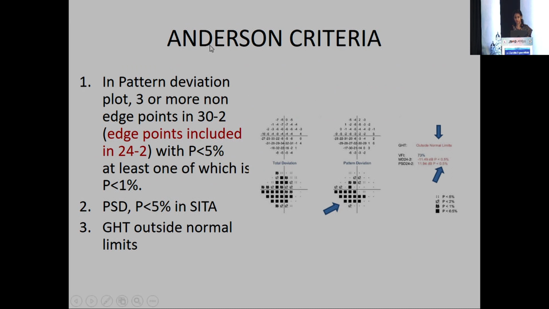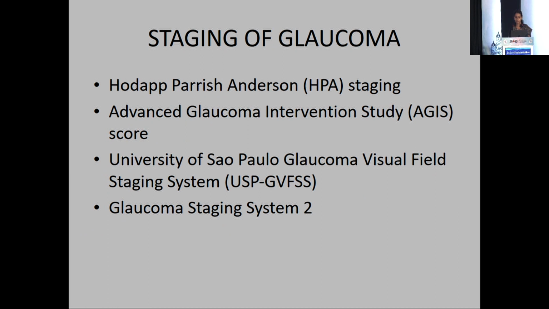Anderson criteria is what we commonly use for diagnosing glaucoma based on the field report. In the pattern deviation plot, three or more non-edge points in case of 30-2 fields, and edge points are to be included in 24-2, with p less than 5%, at least one of which is with a p-value less than 1%. Pattern standard deviation less than 5%, and glaucoma hemifield test outside normal limits. If all three criteria are present, it's more suggestive of glaucoma, and if the clinical diagnosis is more towards glaucoma, even one criterion is enough.